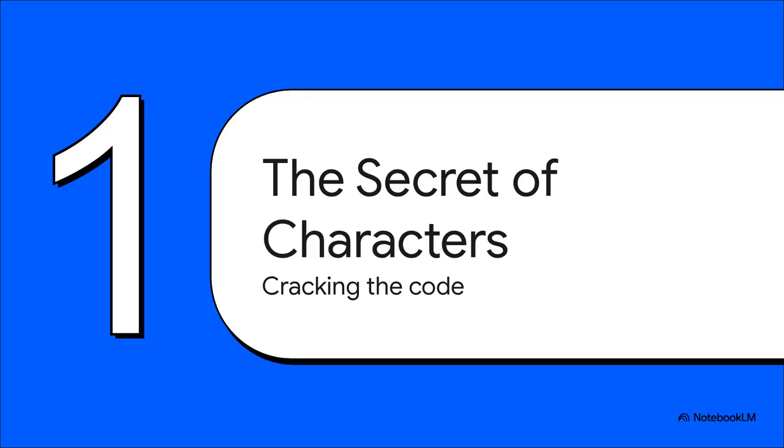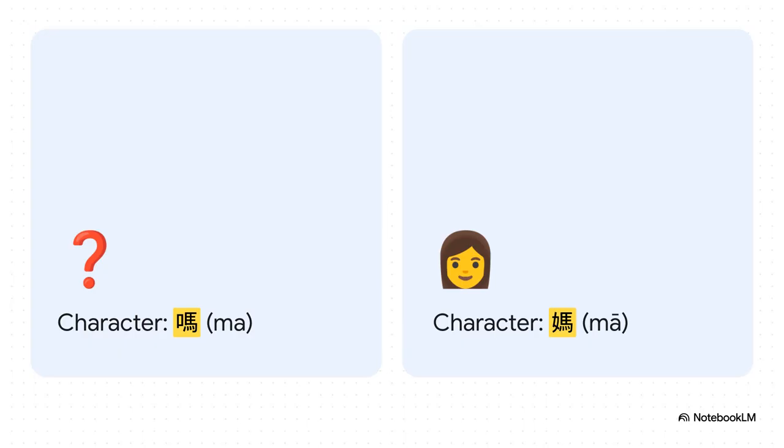The key to this whole thing is hidden inside a really simple puzzle. And once we solve it, everything else just clicks into place. Okay, check these two characters out. On the left, we have ma, and on the right, ma. Now, they look really similar, right? And they even sound almost identical, but they mean completely different things. Just take a look. Can you spot the one part they have in common?